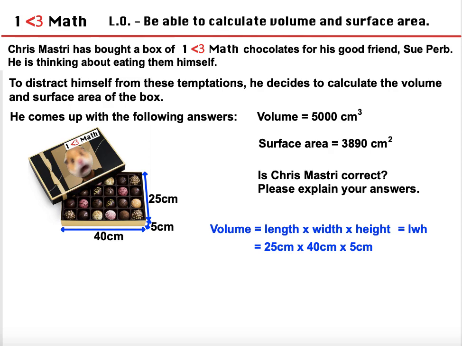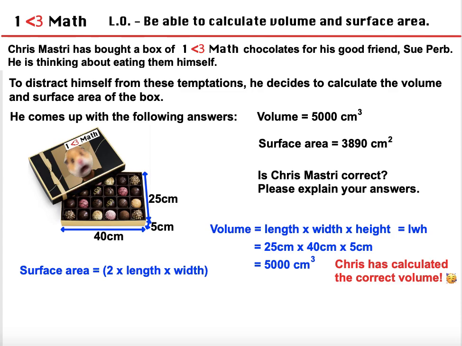If you have a calculator, just put it into the calculator. Don't forget the correct units. Our answer is 5,000 centimeters cubed, and that is the same as what Chris Mastri said. So the good news is Chris has calculated the correct volume. So now we're going to move on to surface area.